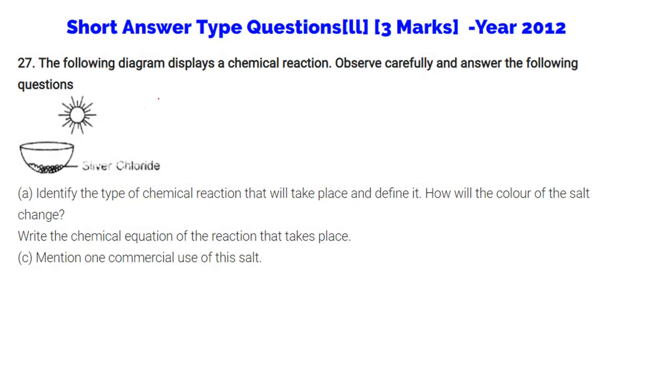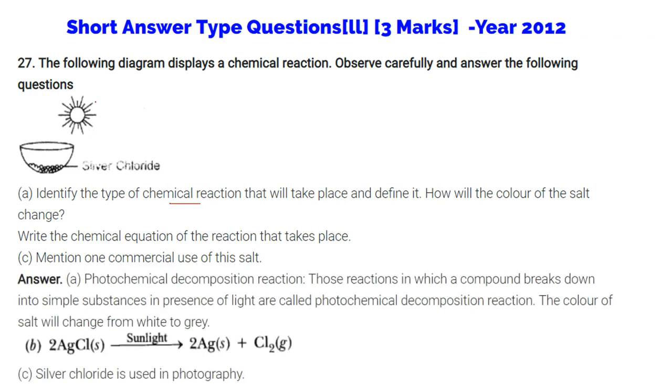The following diagram displays a chemical reaction. Observe carefully and answer the question. Identify the type of chemical reaction that will take place and define it. How will the color of the salt change? Write the chemical equation and mention one commercial use of this salt.